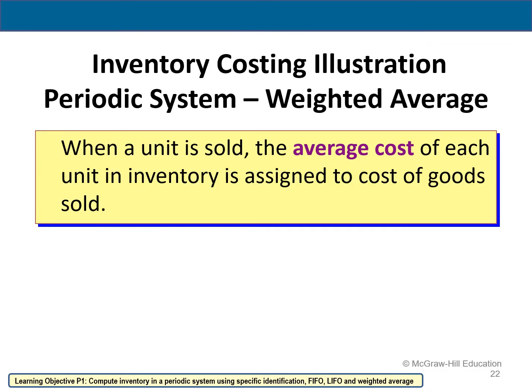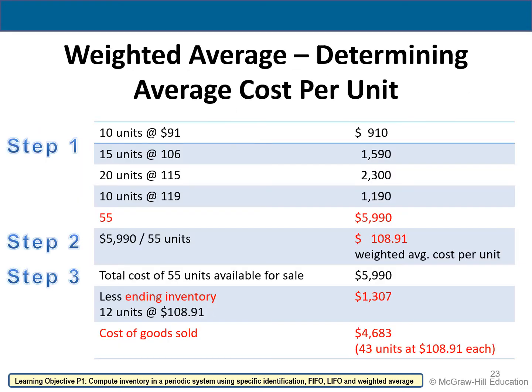All right, and then weighted average. Every time a unit's sold, the average cost of each unit in inventory is assigned to cost of goods sold. So step 1 is to figure out how many units we have. So that's 10 units at 91, 15 at 106, 20 at 115, and 10 at 119. So we have 55 total units at a total cost of $5,990. Then we figure out what the average cost is per unit. Divide 5,990 by 55, and you get $108.91.